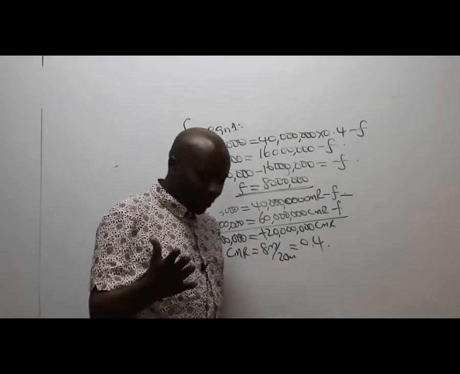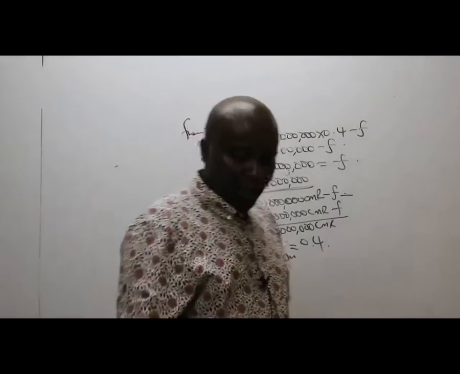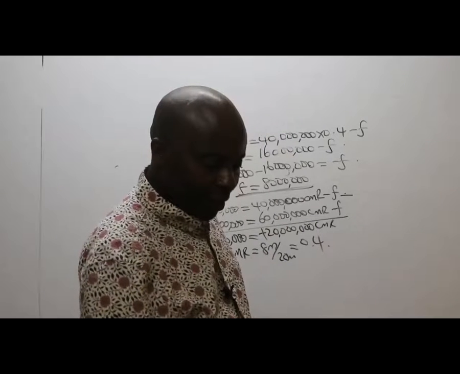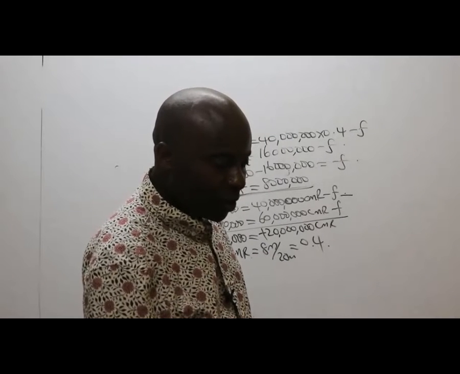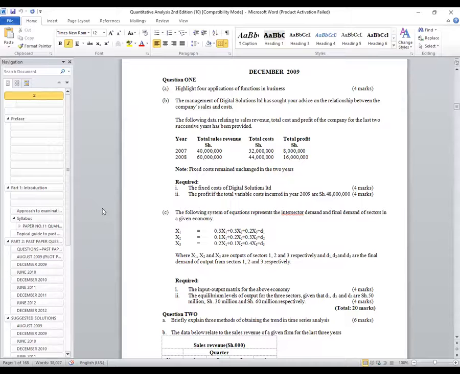Now, please read the question again. If you read this question, part 1, they wanted us to give them the fixed cost of Digital Solutions Limited, right? So the 4 marks are already at home. Fixed cost is how much here? It is 8 million. The fixed cost is 8 million.